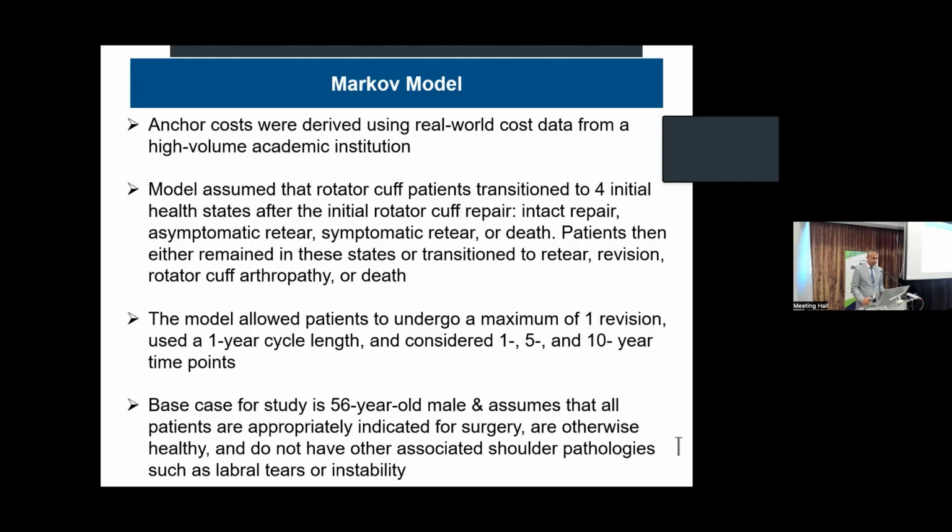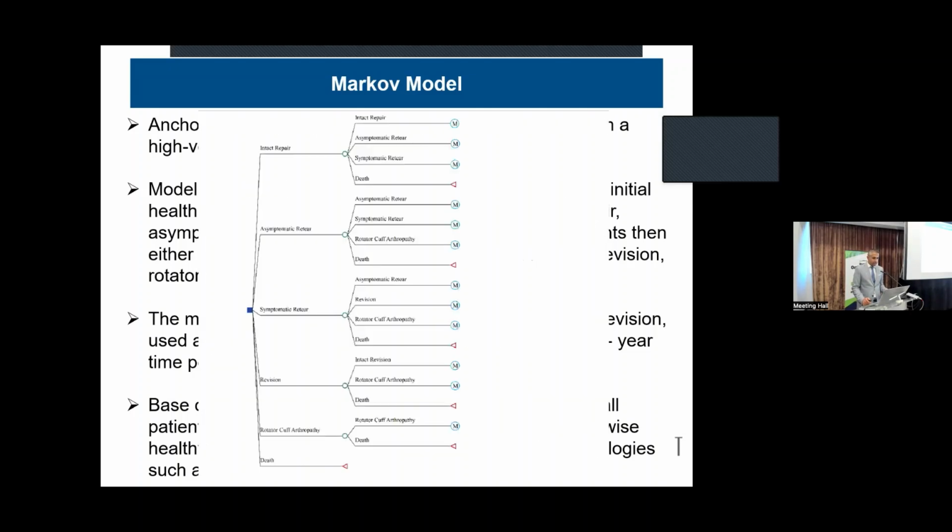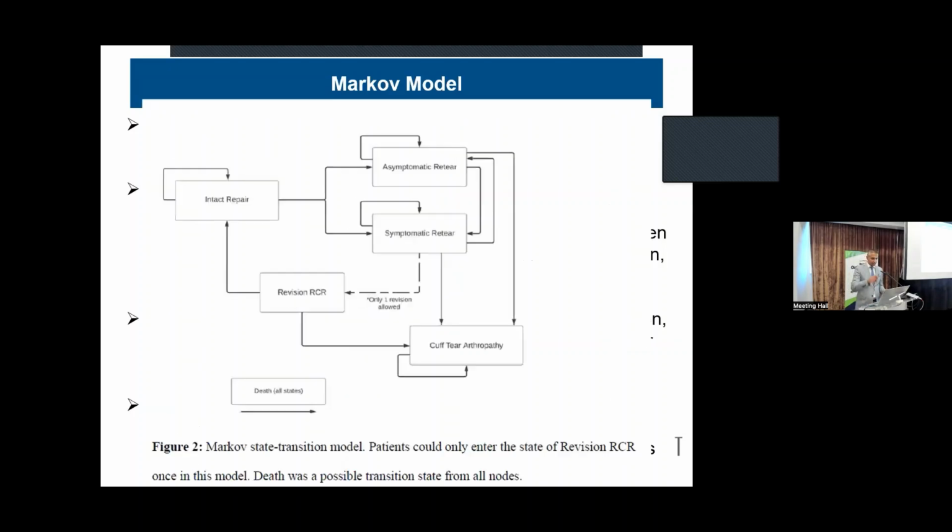The base case for the study was a 56-year-old male and assumes that all patients are appropriately indicated for surgery, otherwise healthy, and do not have associated shoulder pathology such as labral tears or instability. Here's just a representation of the model. And then here's how the iterations can go through, again allowing for only 1 revision.